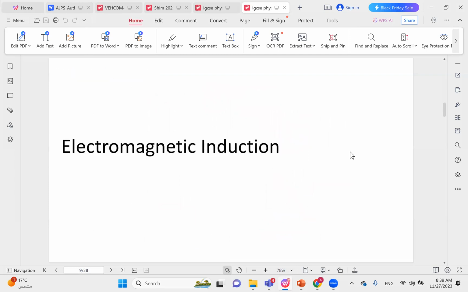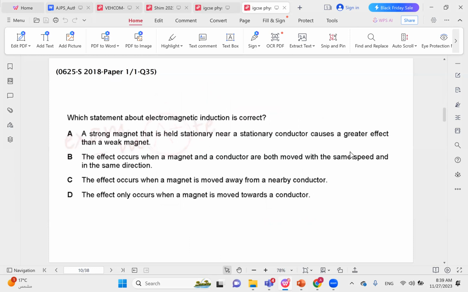Next, we move on to electromagnetic induction. Which statement about electromagnetic induction is correct? A strong magnet that is held stationary near a stationary conductor causes greater effect than a weak magnet. This is incorrect because you need to understand that electromagnetic induction requires a changing magnetic field.